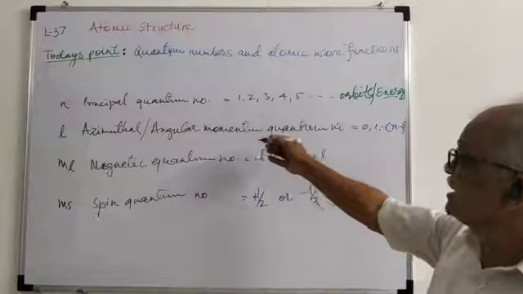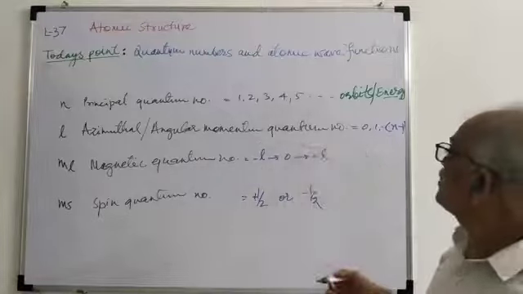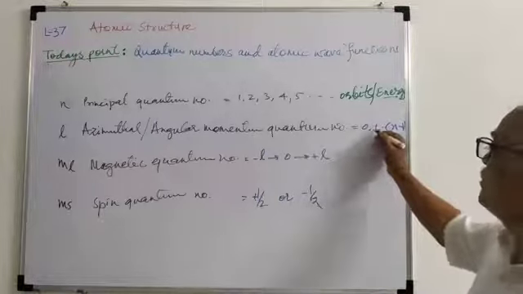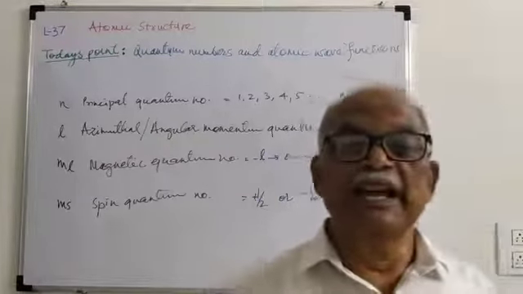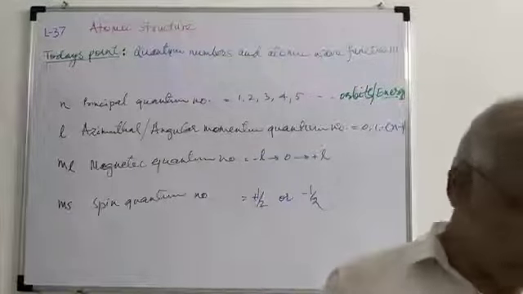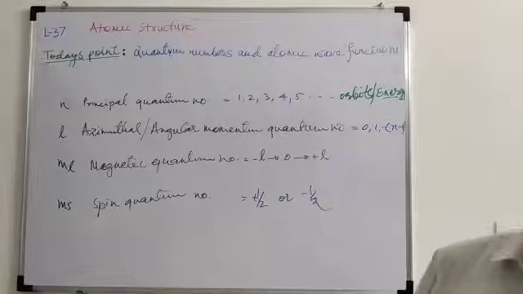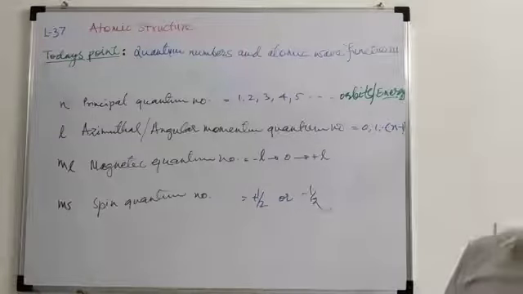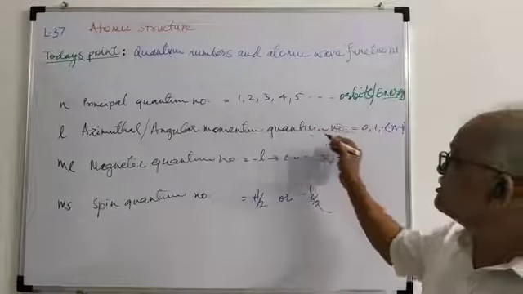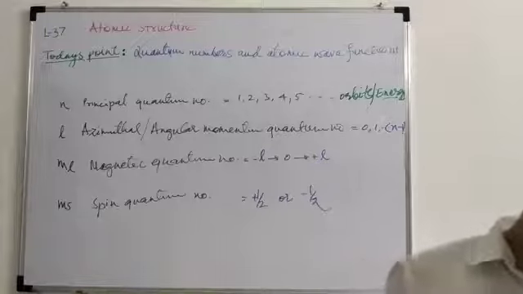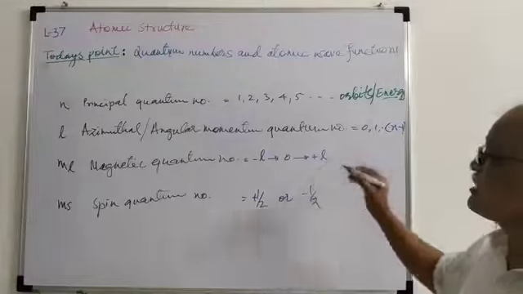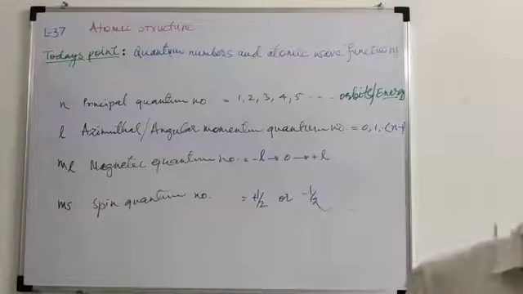The azimuthal quantum number l, or angular momentum quantum number, will have values like 0, 1, etc. These will explain the exact available atomic orbital for a given electron. It will describe the angular dependence, explained by this angular momentum quantum number, and it will also contribute to energy.